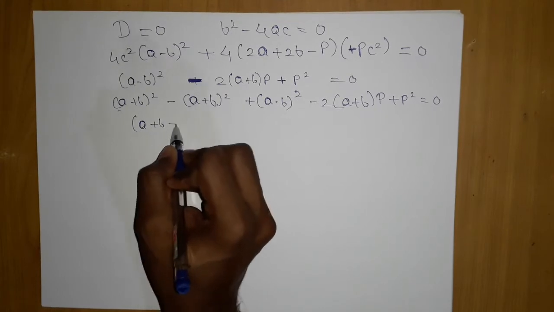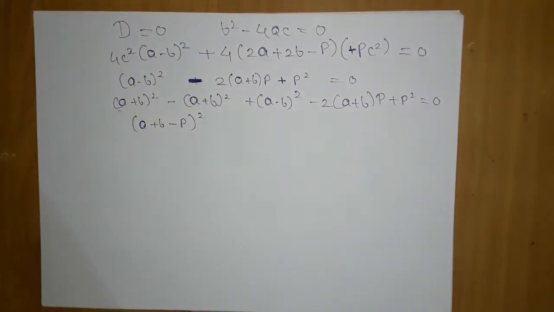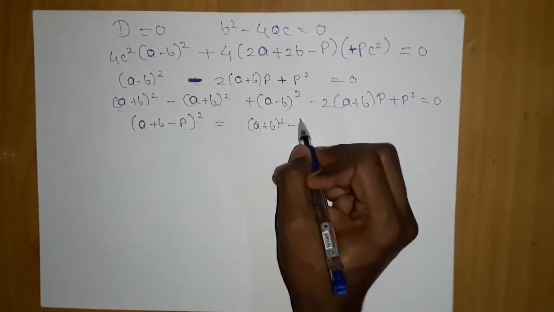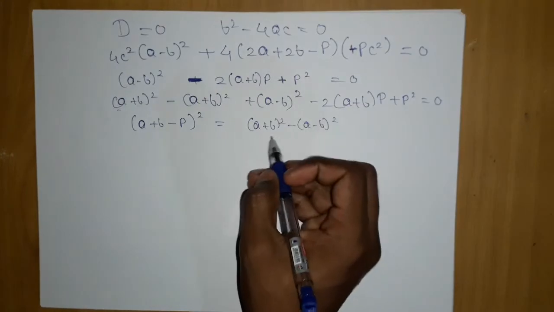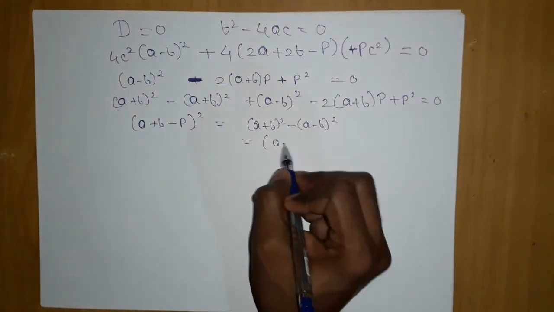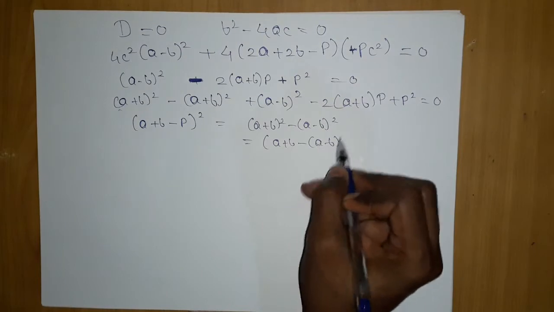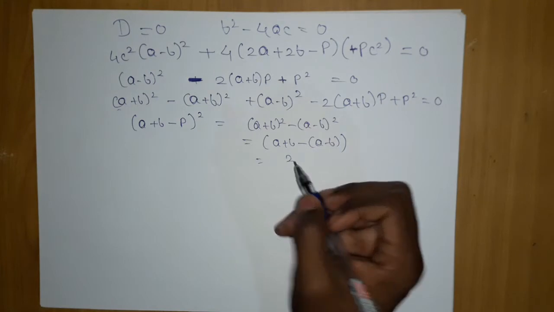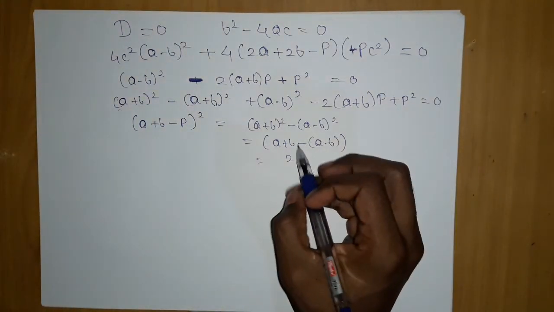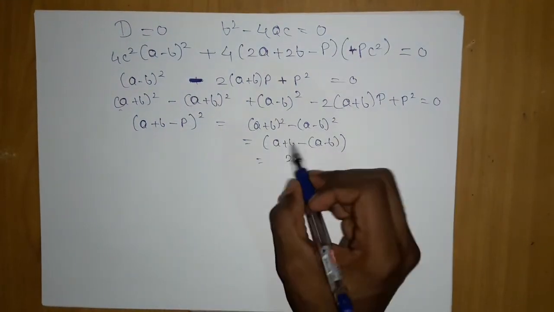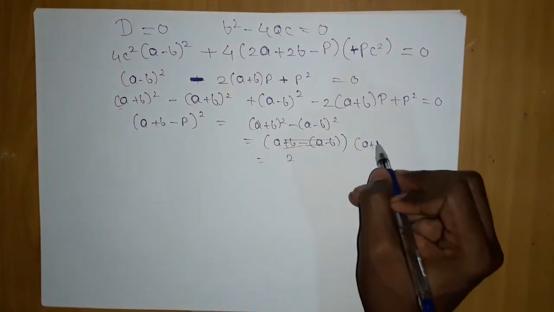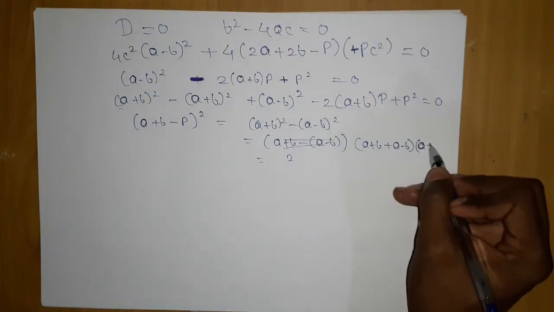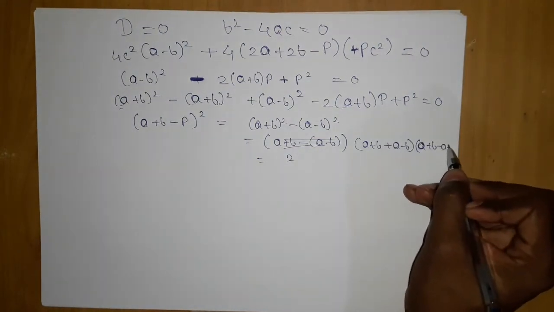A plus b will form minus p the whole square. So we got the rest, we will move that side, which will be a plus b the whole square minus a minus b the whole square. Here the a square minus b square formula will be applied, which will give us a plus b into a minus b. So we are doing a plus b plus a minus b, and here a plus b minus a plus b.